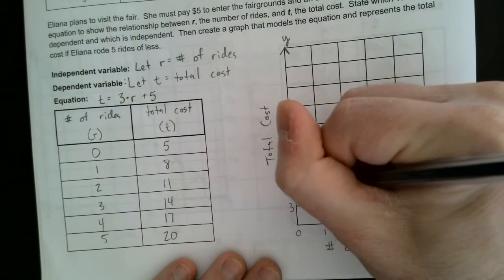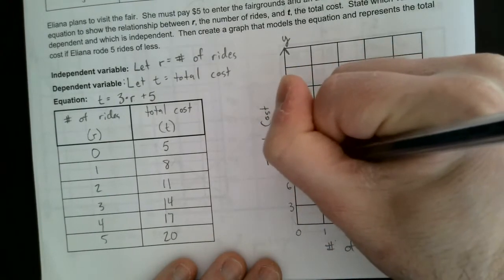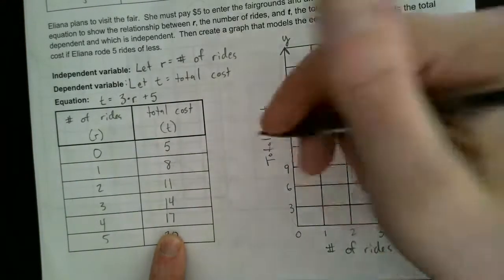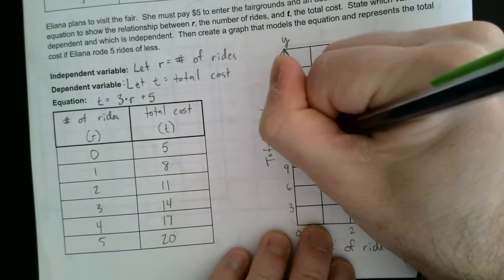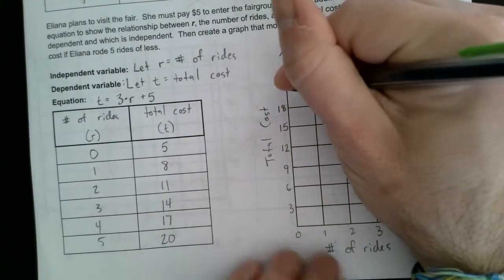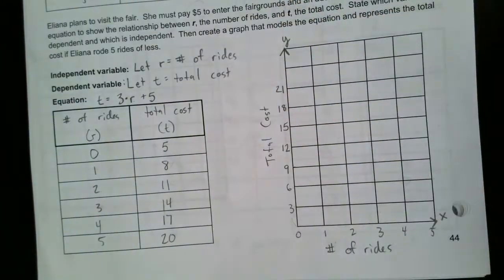So 3, 6, 9. Again, even though these aren't the numbers necessarily on our graph, we want to go up by the same amount each time. That's called the scale. We want to scale it up the same. We want the scale to go up by the same number each time.